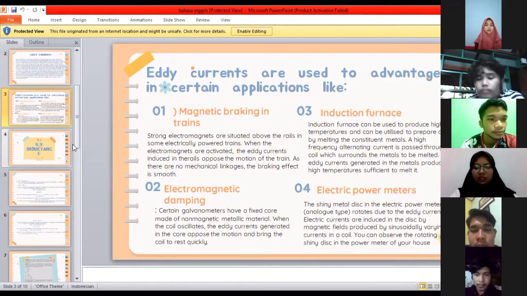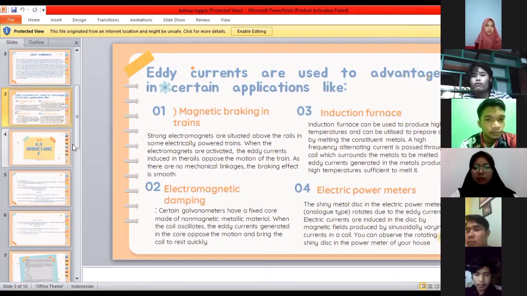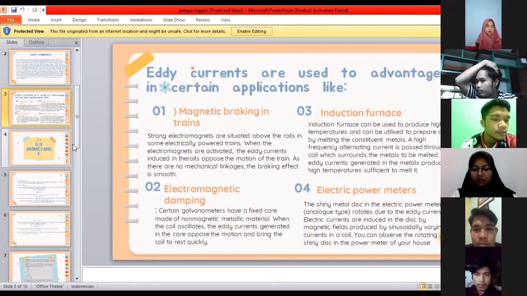3. Induction furnace. An induction furnace can be used to produce high temperatures and can be used to prepare alloys by melting the constituent metals. A high-frequency alternating current is passed through a coil which surrounds the metals to be melted. The eddy currents generated in the metals produce high temperatures sufficient to melt them.